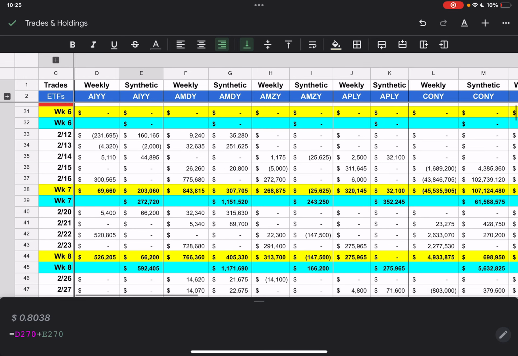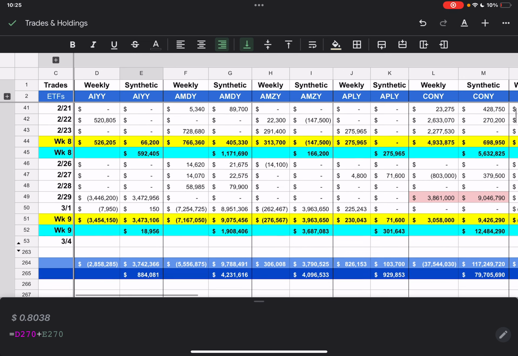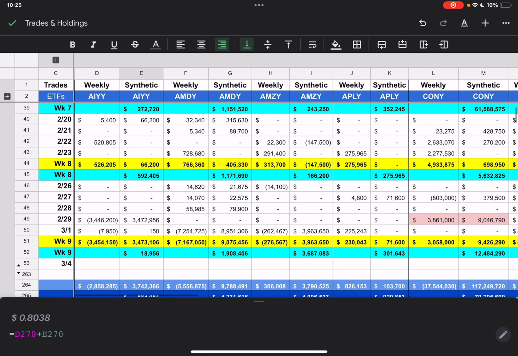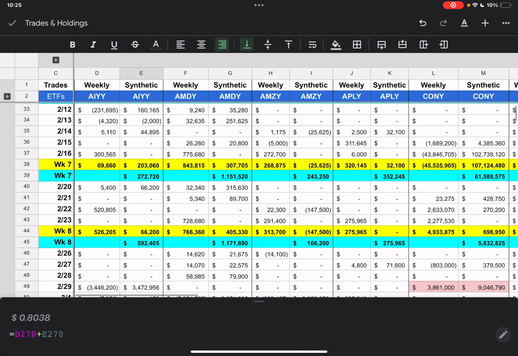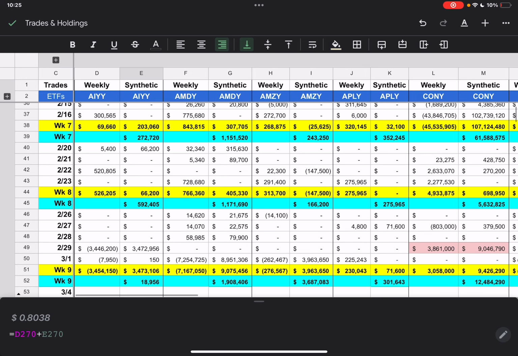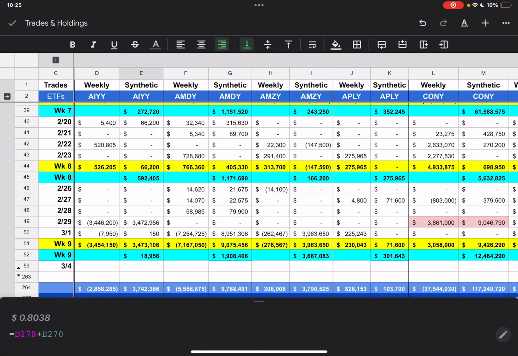So if we move on over to AMDY, I don't want to have to read every one, so I'm just going to say the total amount, right? For week 7, it shows we had earned a total of 1.1 mil, and then about 1.1 mil the next week, and then roughly 1.9 mil the next week.